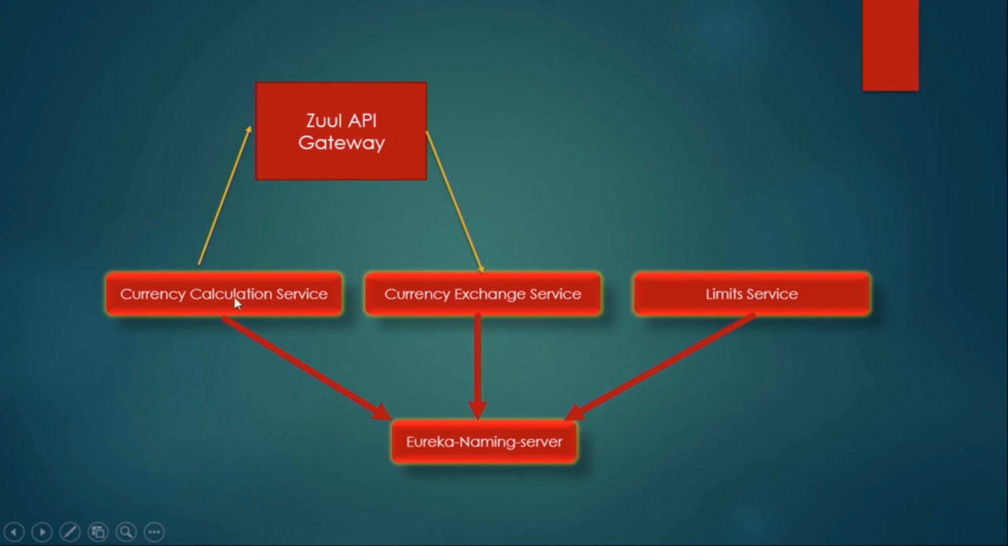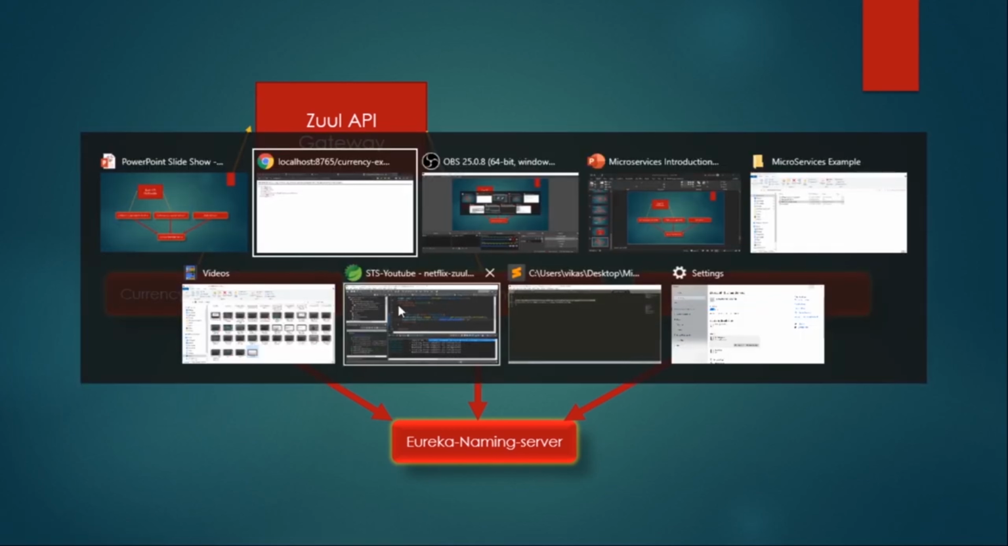Now we want to call the currency calculation service, which is internally talking through this currency exchange service, but it is directly calling. Now what we don't want is to call it directly. We want to call it through this Zuul API gateway. So whenever a user comes in and hits a request for currency calculation service, it should go to Zuul API gateway and then call the currency exchange service. So let's see how we can implement that in our STS.